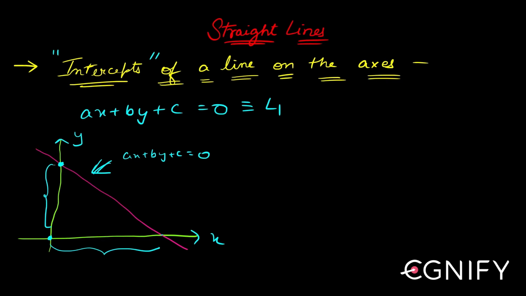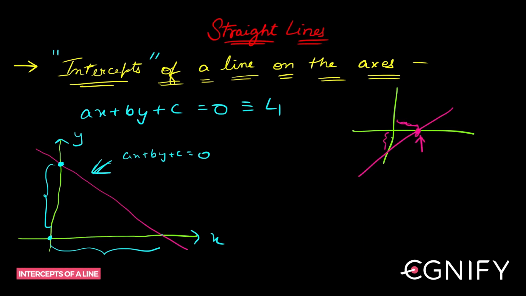So if you have a line which looks something like this, then your intercepts are these and these. So this is your x-intercept. So here your line is striking the x-axis here, right? So the distance of this point from the origin is your x-intercept, and your line is striking the y-axis here. So from the origin to here, this is your y-intercept. So I hope you have understood the meaning.